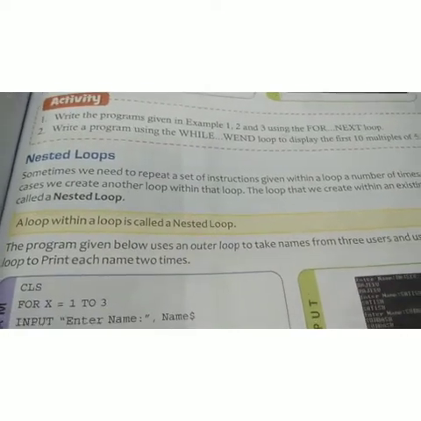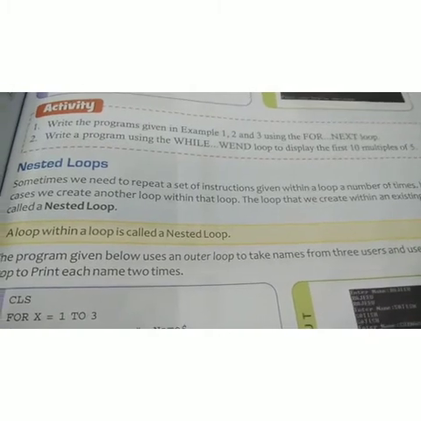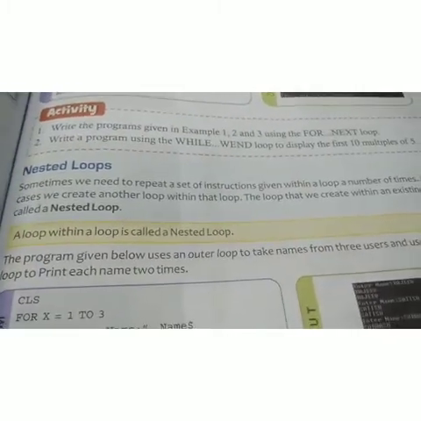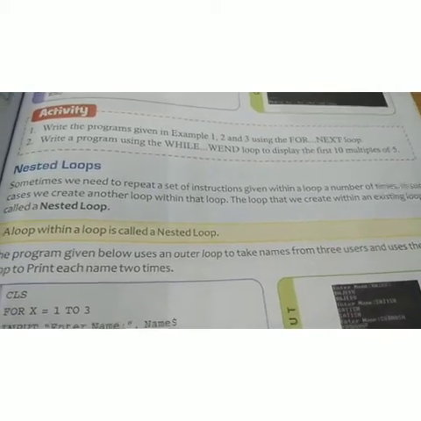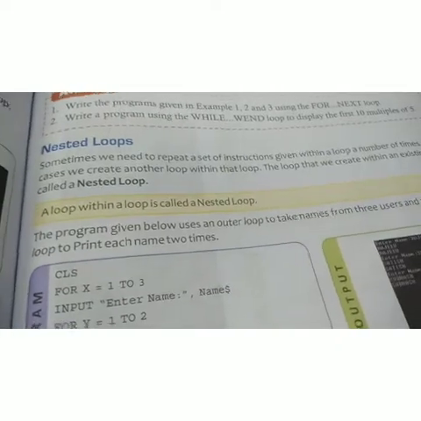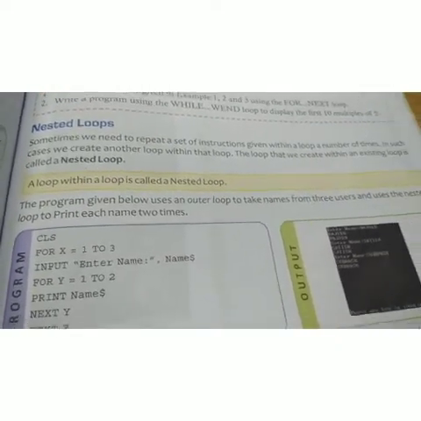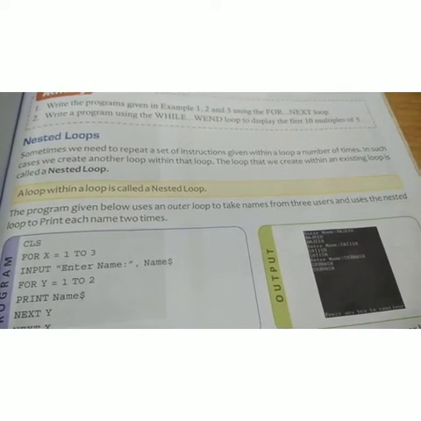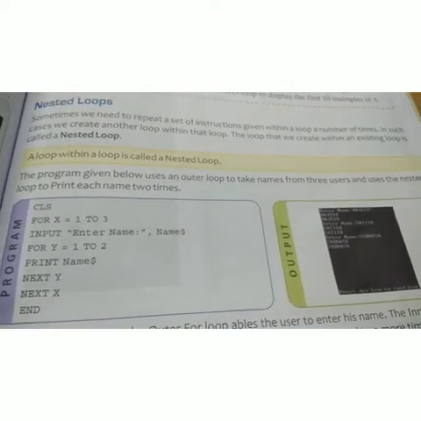Now next, your topic today: nested loops. Students, sometimes we need to repeat a set of instructions given within a loop a number of times. In such cases we create another loop within that loop. The loop that we create within an existing loop is called a nested loop. A loop within a loop is called a nested loop. The program given below uses an outer loop to take names for 3 users and uses a nested loop to print each name 2 times.